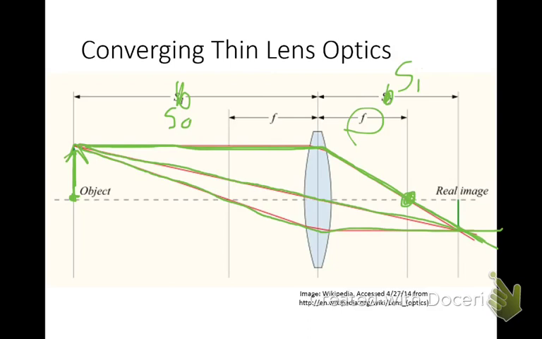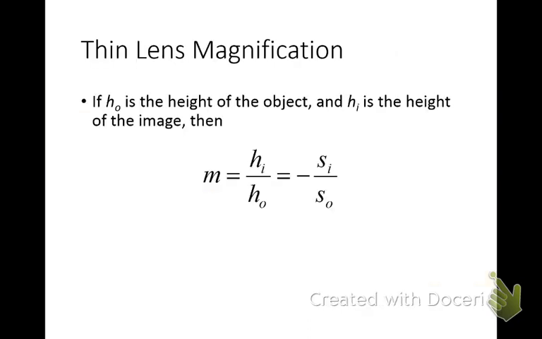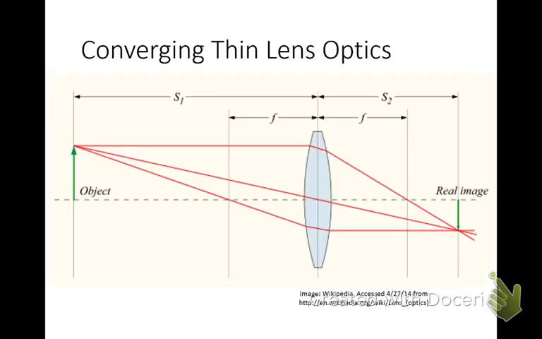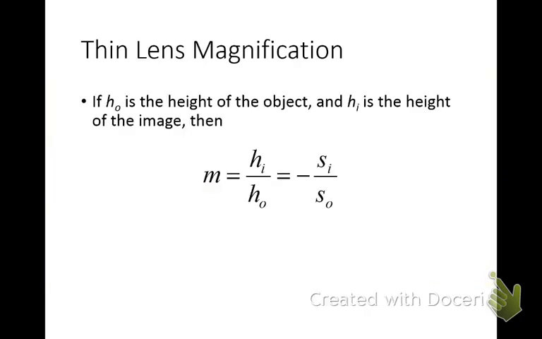If your image is upside down, it is said to have a negative height. Speaking of heights, you can find it using the thin lens magnification. If HO is the height of the object, which will simply be the length of the object from the principal axis up to its highest point, that'll be HO, and HI will be the height of the image, then the magnification, which is just a unitless quantity, will be HI over HO, also known as negative SI over SO, meaning negative image distance over object distance.